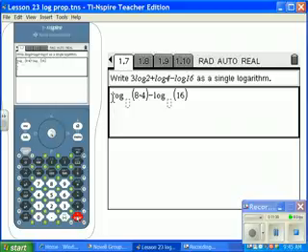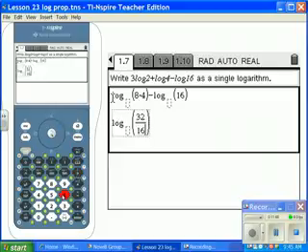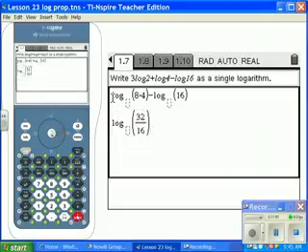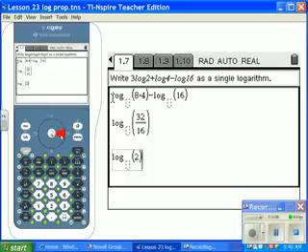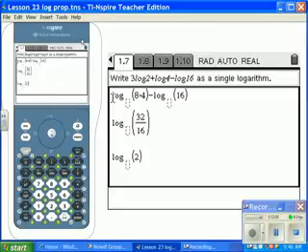No, we're not done. 8 times 4? 32. Subtraction becomes division. So we get log of 32 divided by 16. Okay. Should I leave it like that? What's 32 divided by 16? There you go. That's your answer. Everybody get that right?